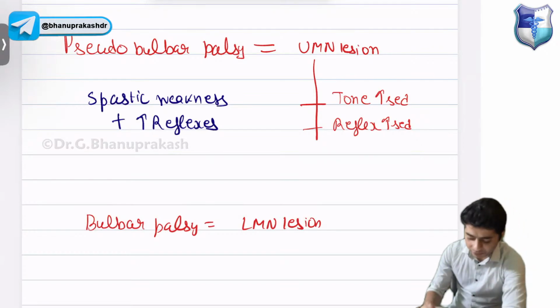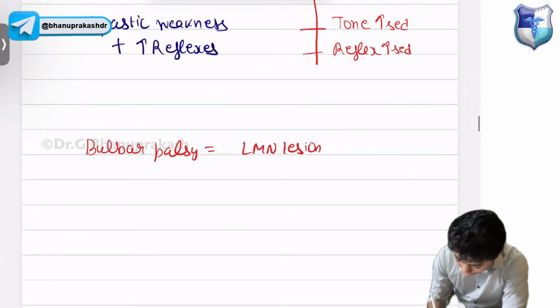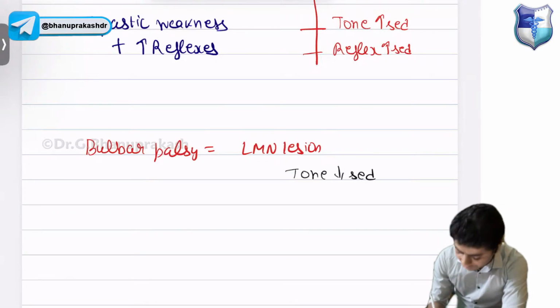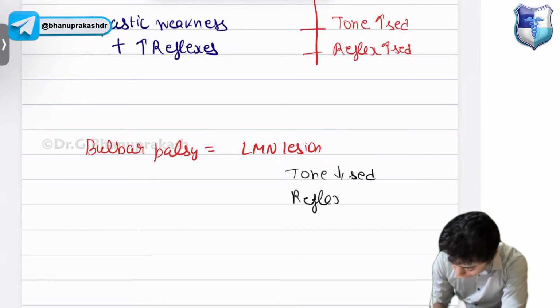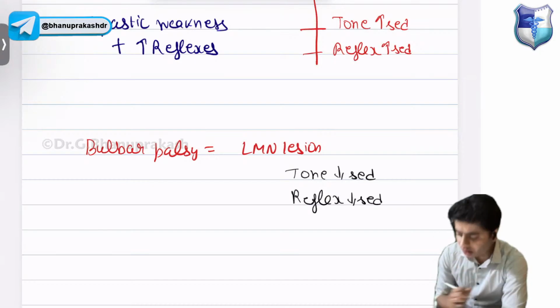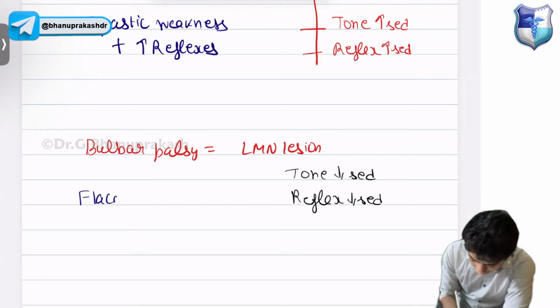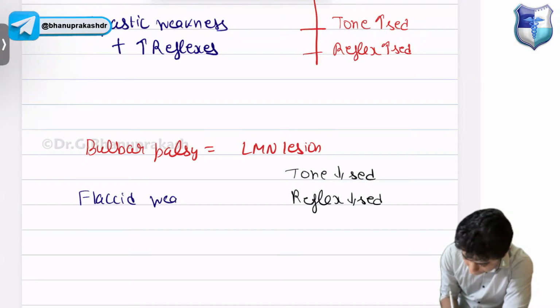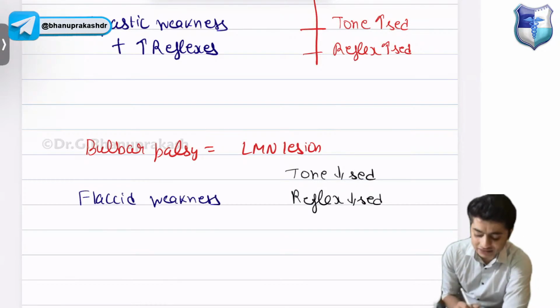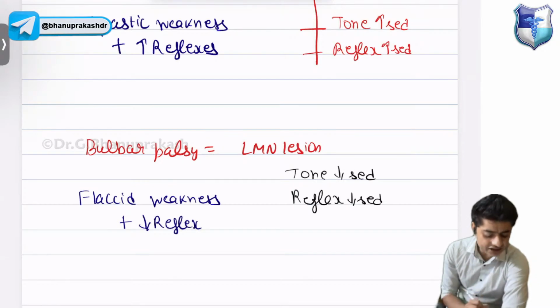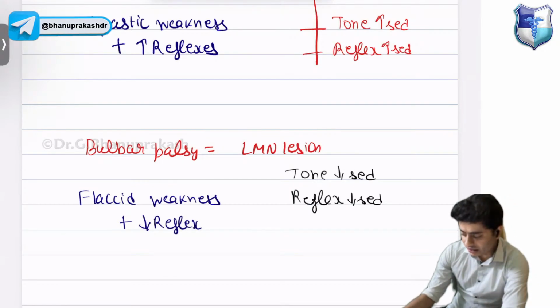Bulbar palsy is a lower motor neuron type of lesion. So there will be decreased tone, and reflexes will be decreased. So what kind of weakness will there be? There will be a flaccid weakness, flaccid weakness with decreased reflex.